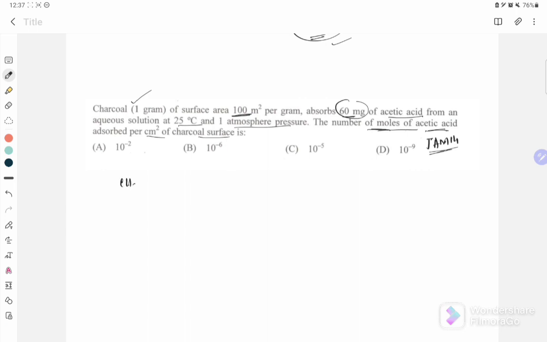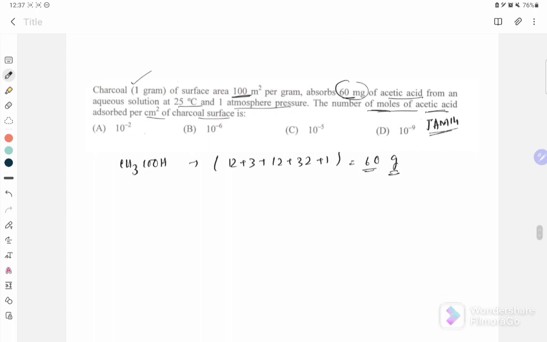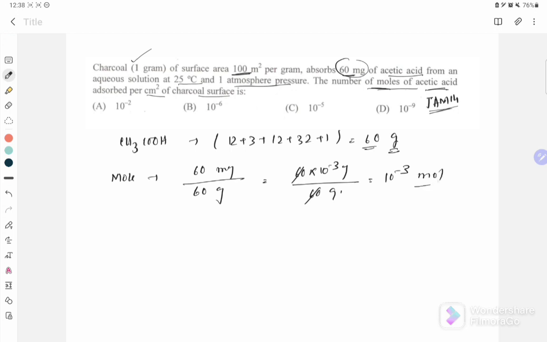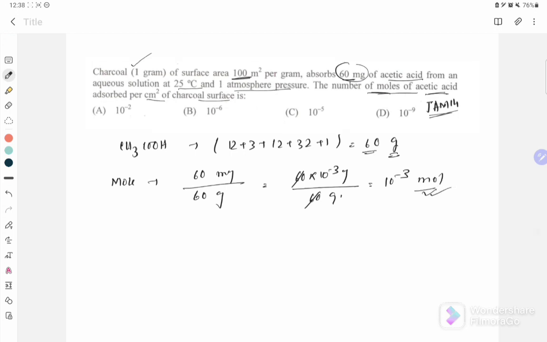So they are asking about the moles, and 60 milligram is absorbed. CH3COOH, that is acetic acid. So the molecular weight will be 12 plus 3, and 12 plus 32 plus 1, that is 60. 60 gram is the molecular weight, and it is given that 60 milligram is absorbed. So number of moles absorbed is 60 milligram by 60 gram. So that is 60 into 10 to the minus 3 gram by 60 gram, so that is 10 to the minus 3 mole. Okay, that is absorbed by this charcoal.